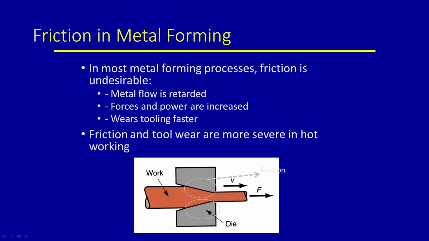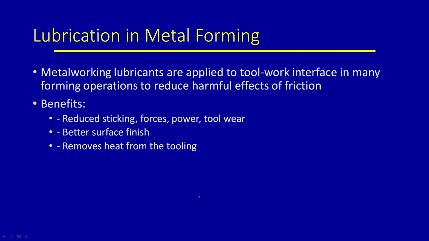So, one must take care of this, right, because this will also affect your productivity. If the dies are getting worn out very easily, you can understand what will happen. So, metal working lubricants are applied to tool work interfaces, and they can reduce the forces, sticking, power, and tool wear. They can give better surface finish, and can even remove heat from the tooling, because of friction there is a lot of heat also produced.